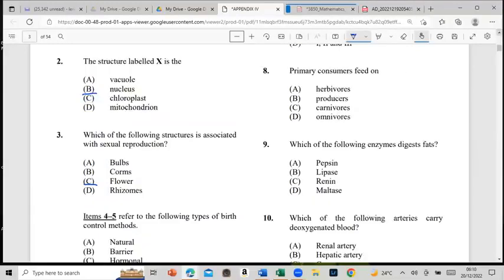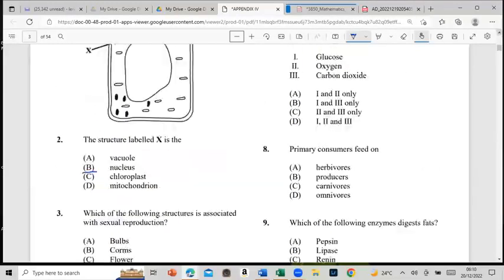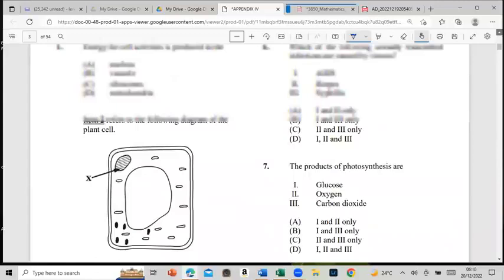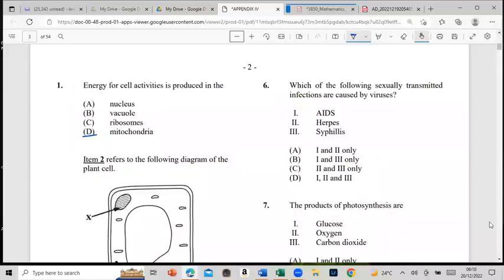Alright, let's move on to number 6. Which of the following sexually transmitted infections are caused by a virus? So we have 1, AIDS, 2, herpes, 3, syphilis. And that would be AIDS and herpes. So that would be 1 and 2.